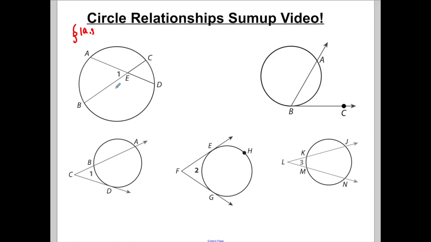Some include when you have the intersection of two chords, when you have an angle formed by a tangent and a secant, and when you have an angle formed by either two tangents, two secants, or a secant and a tangent, and they intersect outside of the circle.